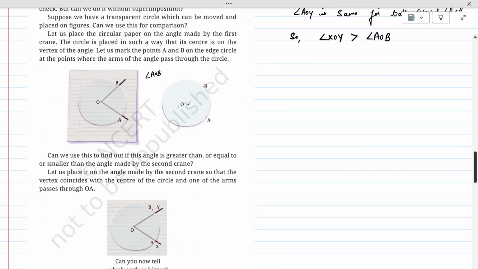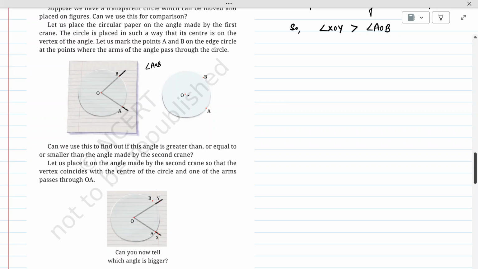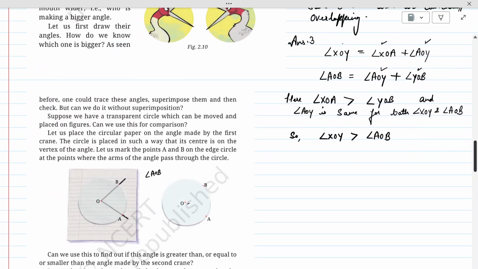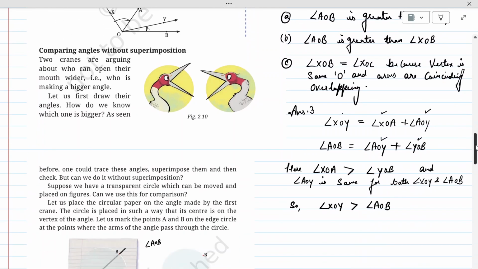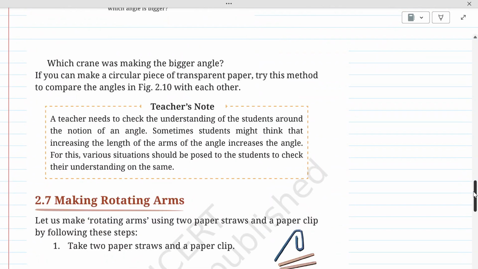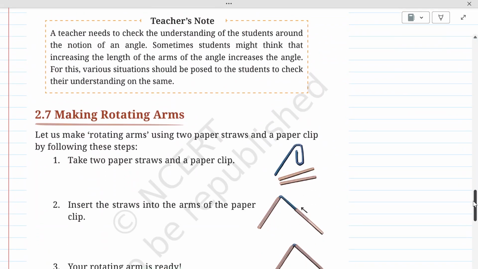So kids, this brings us to the end of this class, and I really want you to go through it. Just understand how we write the angles, how we have done this. We have divided the bigger angles into smaller ones, and then we have compared them. If you have any queries, just email me. And the next part of this chapter, making a rotating arm, is just another activity which can be done in class. We will just go through it and we'll see.